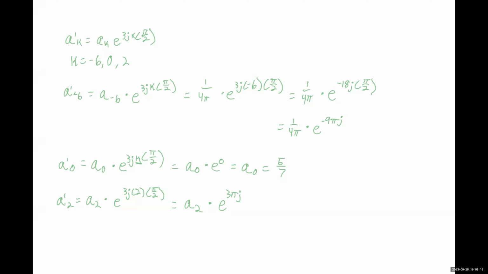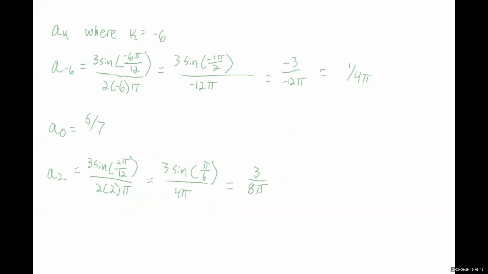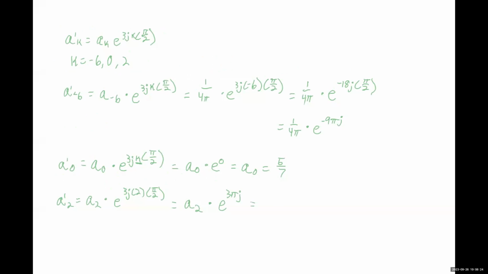So then we know that a2 we already solved for as 3 over 8 pi. So we can plug that in. Get 3 over 8 pi times e to the 3 pi j. That is going to be our a prime of 2 term. So any questions after that one? All right.